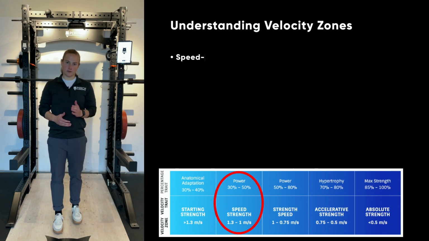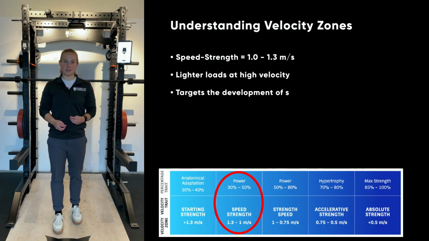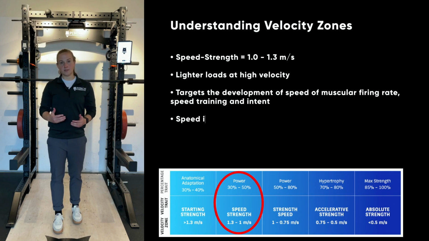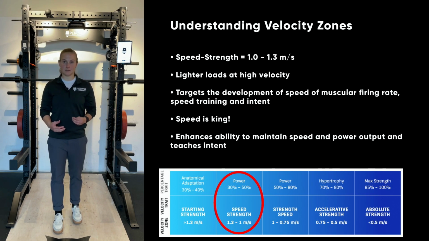The speed strength zone, so between 1.0 and 1.3 meters per second, is our next zone. The speed strength zone combines lighter loads with high velocity, targeting the development of speed of muscular firing rate and overall speed training and intent. This zone is where speed is king. Training in this zone enhances the ability to maintain speed and power output and teaches athletes intent.